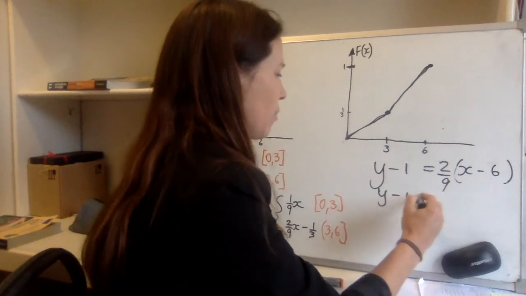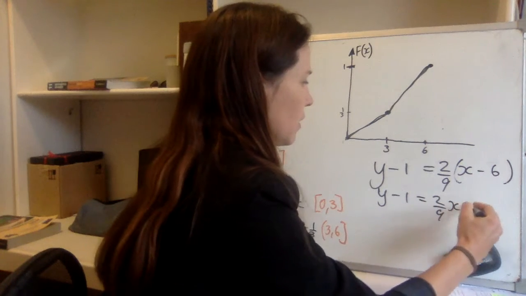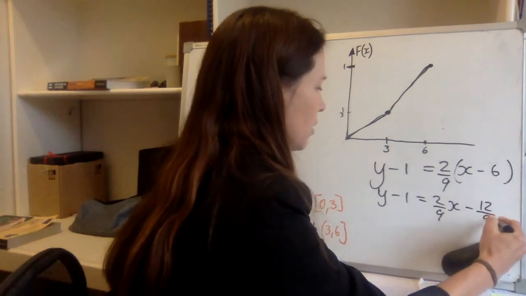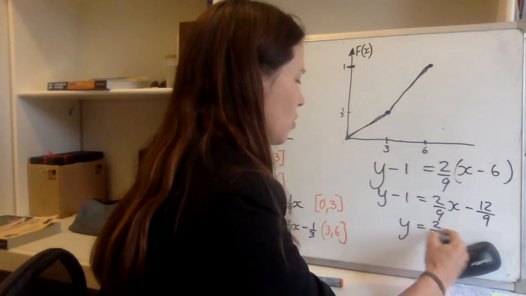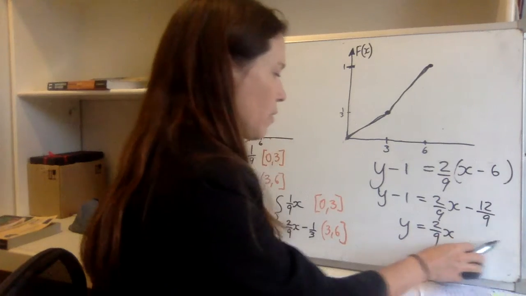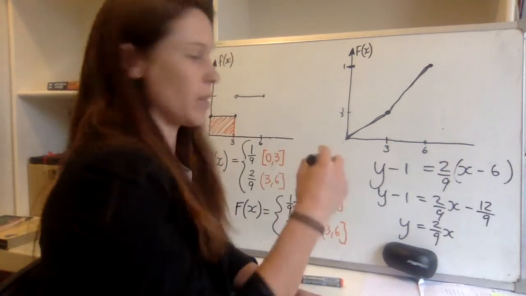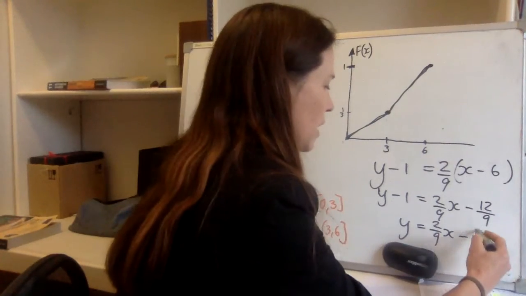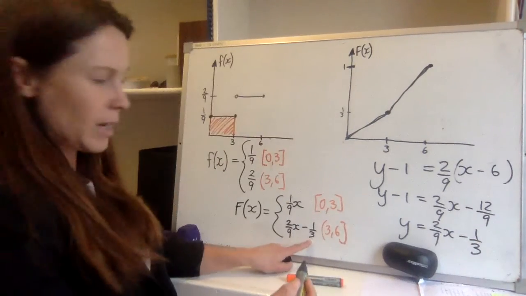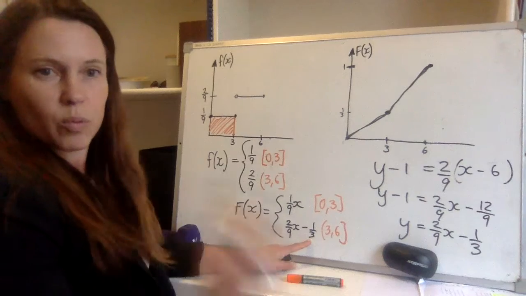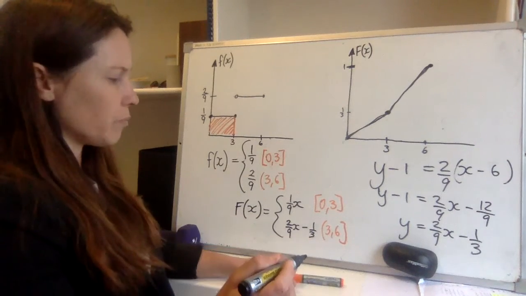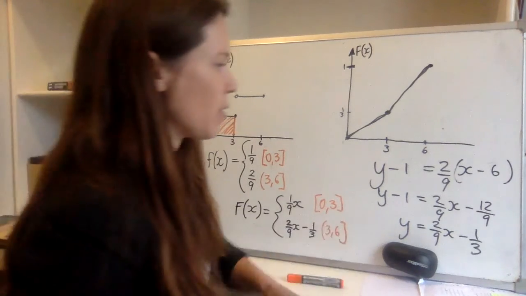Now if we expand our brackets out, then we've got y is equal to 2/9 x, and we've got 1, which is 9/9, minus 12/9, so we've got minus 3/9 or minus 1/3, which is the exact same answer that we got over here, probably with a lot more effort. This one had more effort, I mean. This one was probably easier.